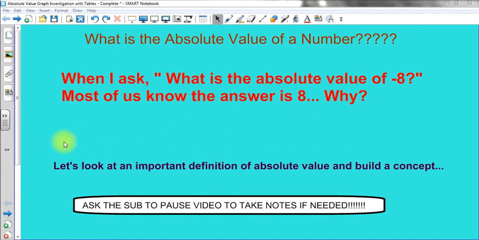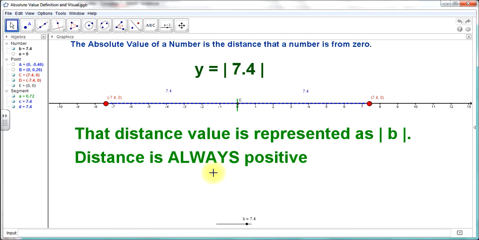So this is what we're going to do. We're going to look at an important definition of the absolute value to help build a concept of what the absolute value really does. And then at the end of this unit, we're going to look at some data collection and do a statistical activity to show you absolute value. So let's define first of all what the absolute value is.